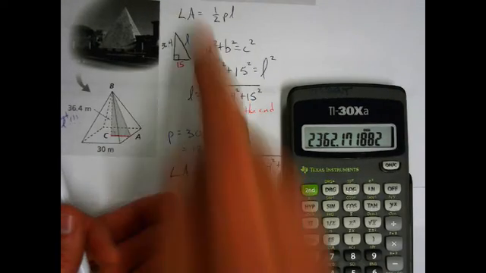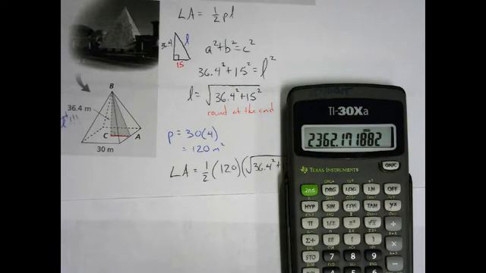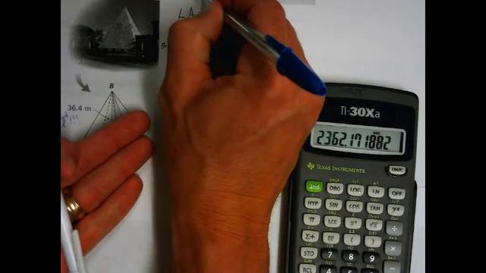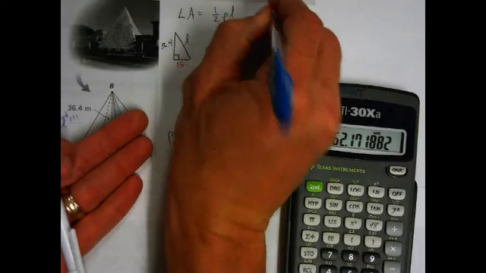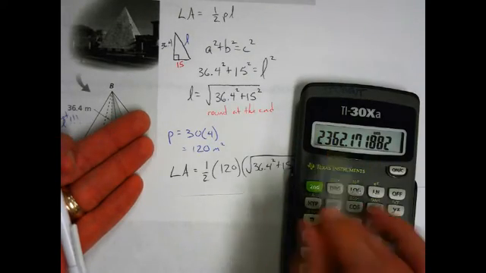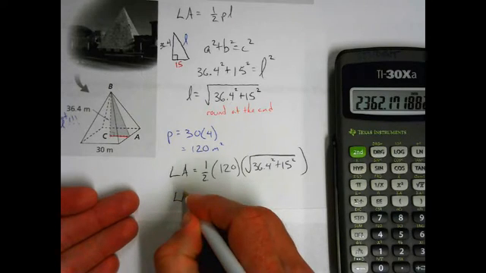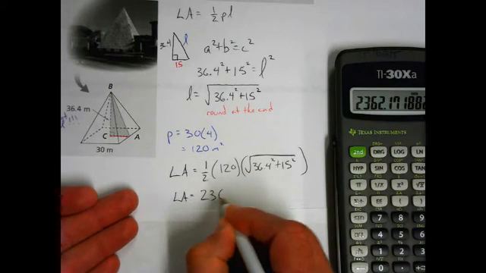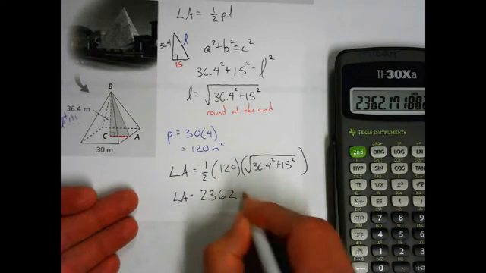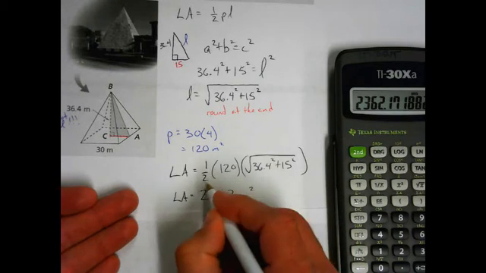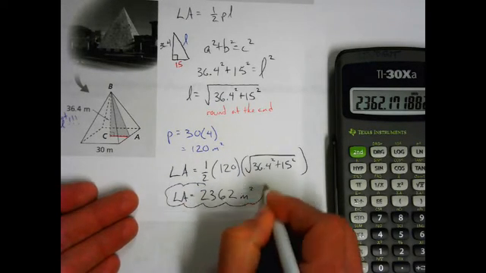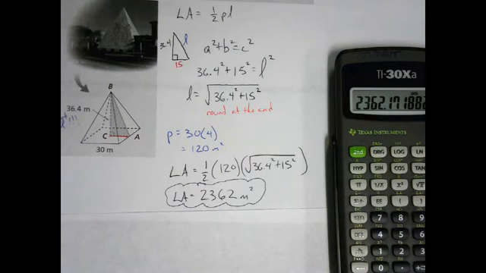But we are instructed to round to the nearest square meter. So this nearest square meter means I'm rounding to the nearest whole number. So our lateral area is in fact 2,362 square meters. Okay, so we have to pay attention to rounding. And that is how surface area and lateral area works for pyramids.